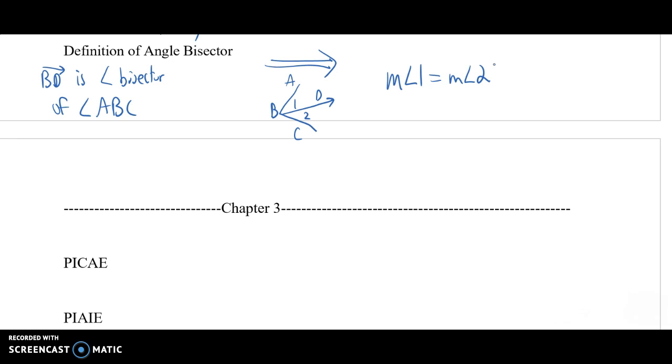This is another definition. So going the other way, if I know that measure of angle 1 is equal to measure of angle 2, and the drawing came from this, so that location is specific, they're adjacent angles to each other and they're equal, then I could go back the other way and say, yes, BD must be that angle bisector.